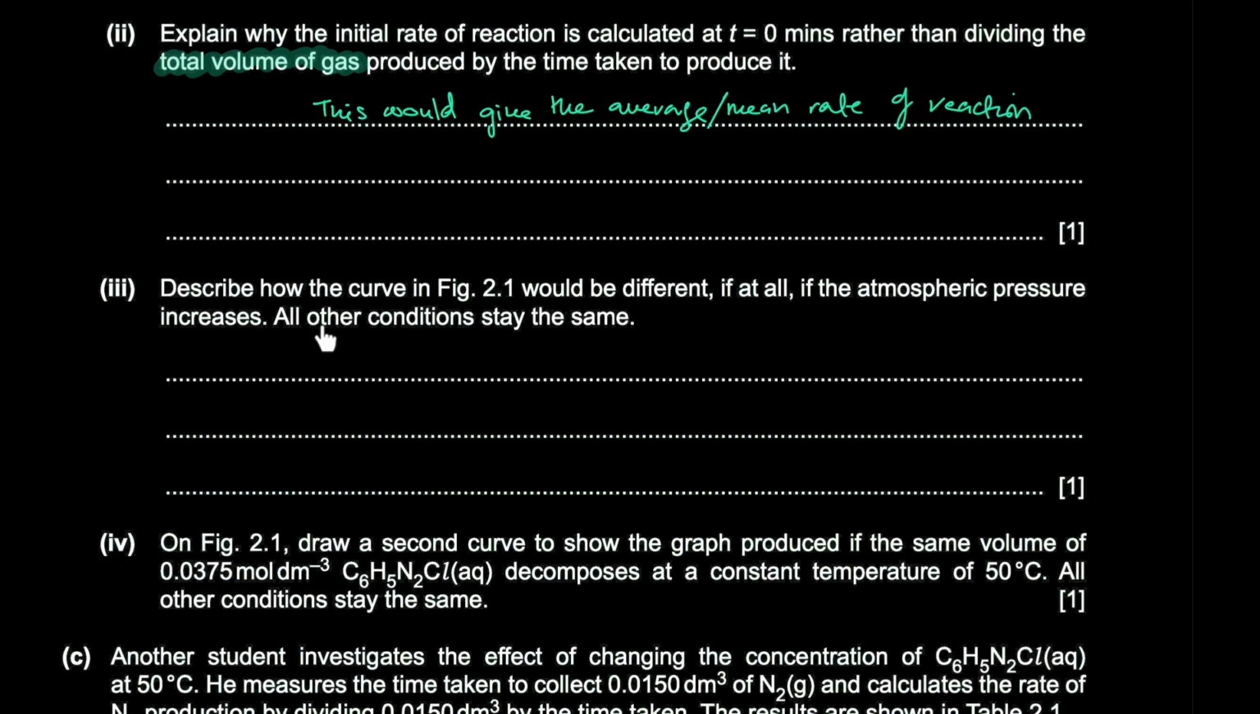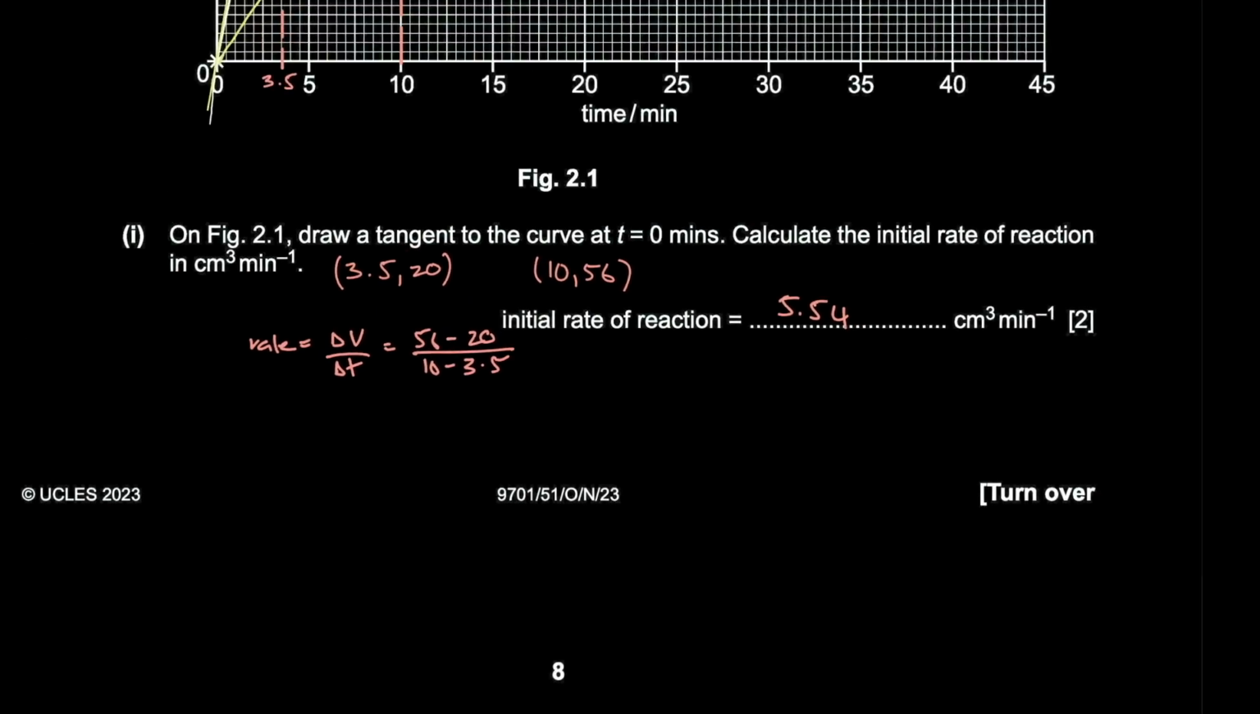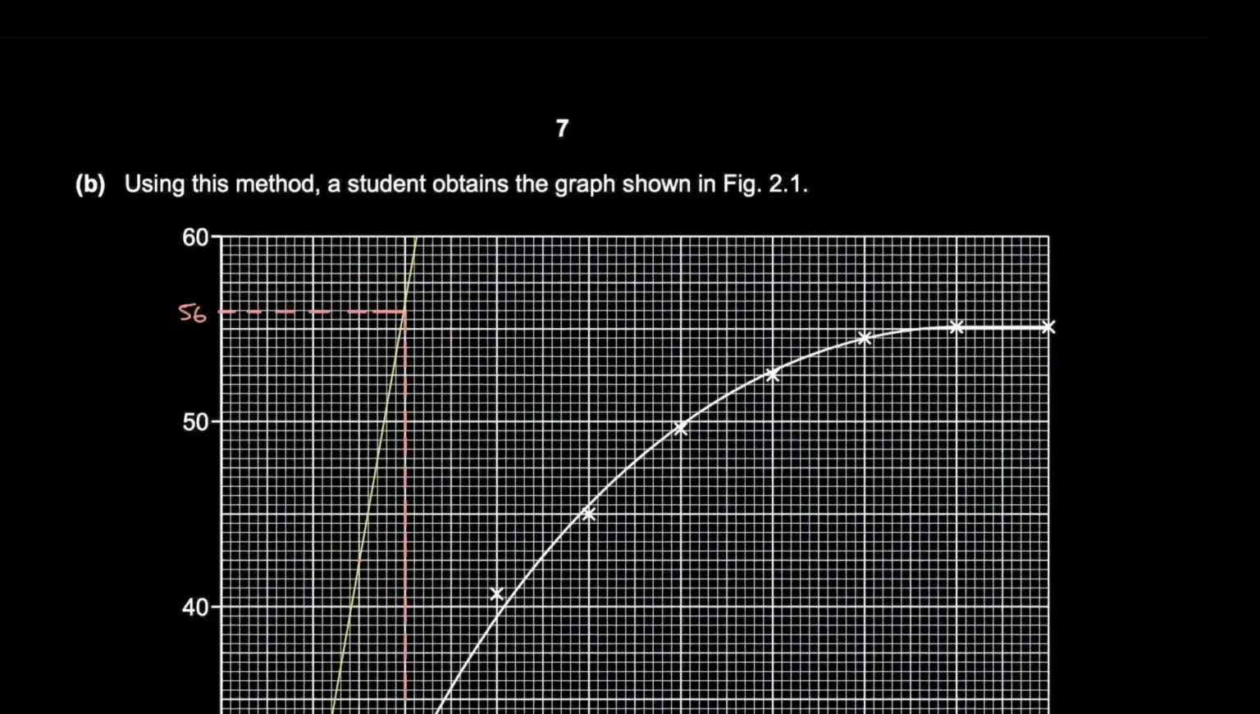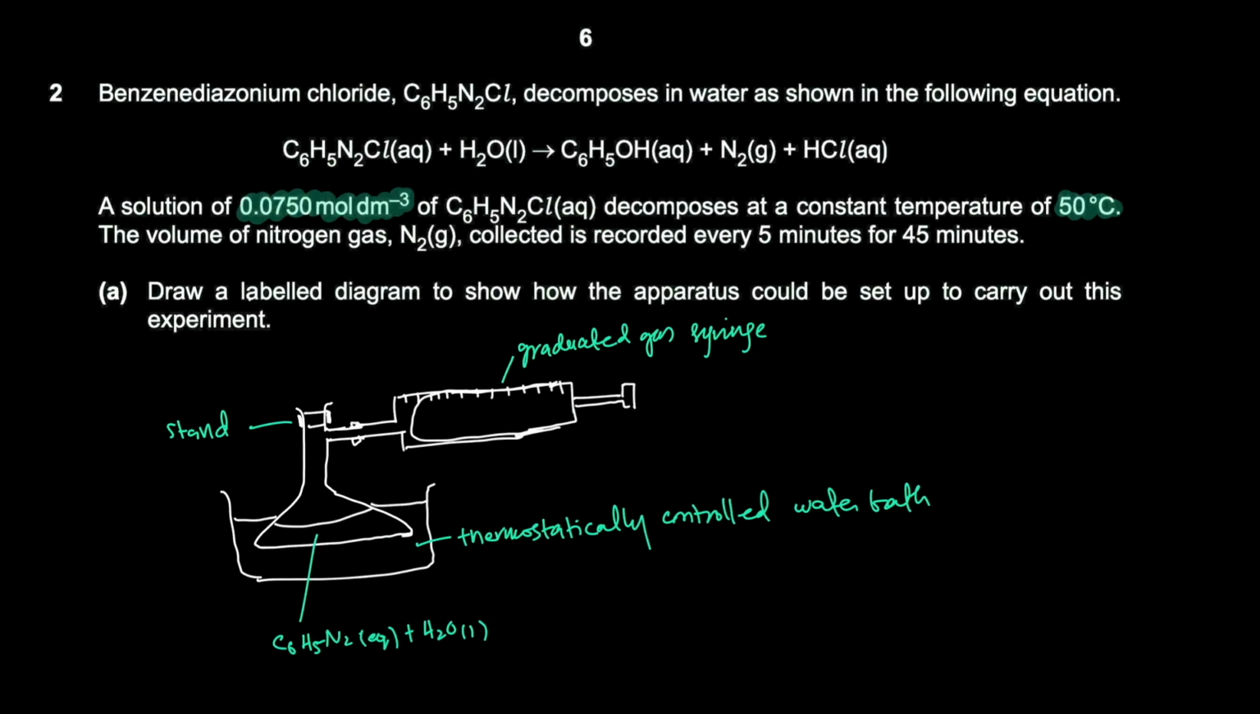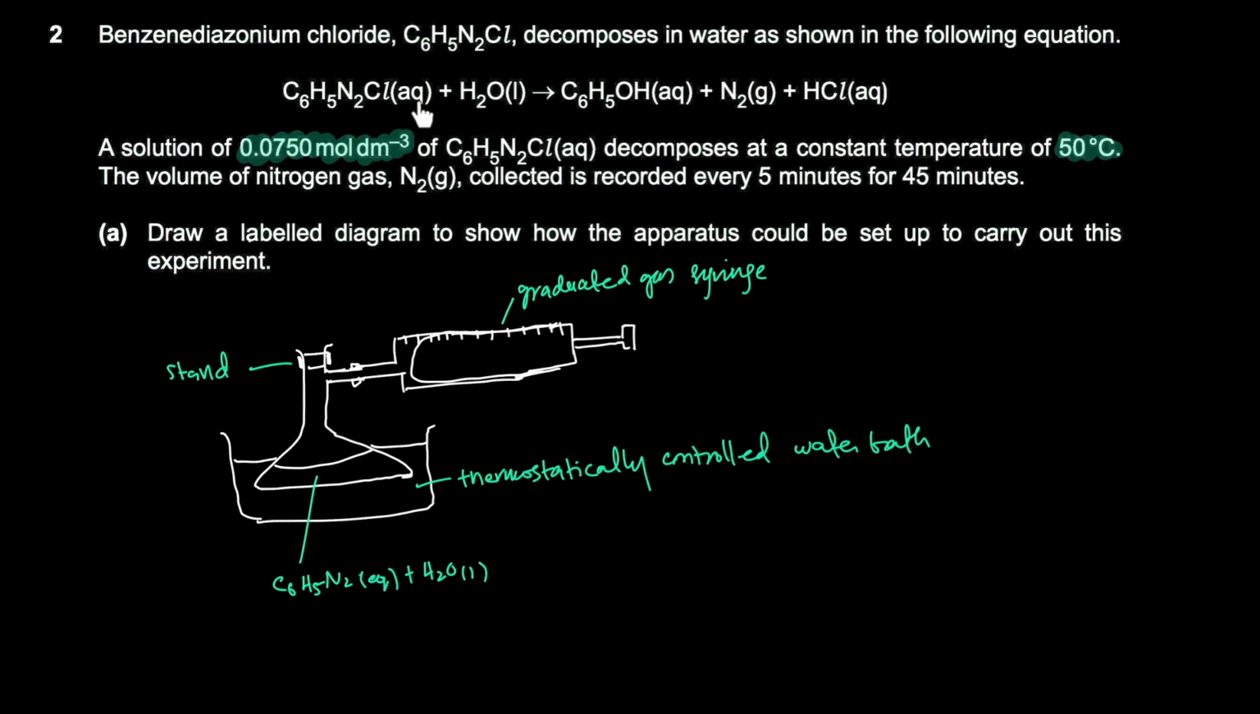Okay? Describe how the curve in figure 2.1 would be different, if at all, if the atmospheric pressure increases. All other conditions stay the same. Now over here, if the atmospheric pressure would increase, in other words, we're increasing the pressure, right? In this particular reaction, you don't have gases in the reactants. So it would not affect the rate of the reaction. If you had a gas in the reactants, it would also increase the rate. But here the rate will not be affected by the atmospheric pressure.